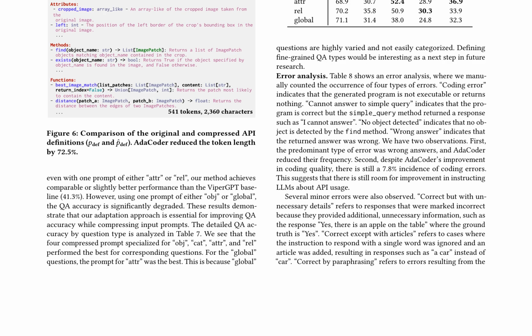An error analysis, presented in Table 8, identifies the predominant type of error as wrong answers, with AdaCoder reducing their frequency. However, a 7.8% incidence of coding errors is still observed, indicating room for improvement in instructing large language models about API usage. Minor errors, including responses with unnecessary details, ignored instructions, and paraphrasing, highlight the need for further refinement in the AdaCoder method. This section provides a detailed evaluation of the AdaCoder method and its components, building on previous sections. The ablation studies and error analysis provide a comprehensive understanding of the method's strengths and limitations, highlighting directions for future research.